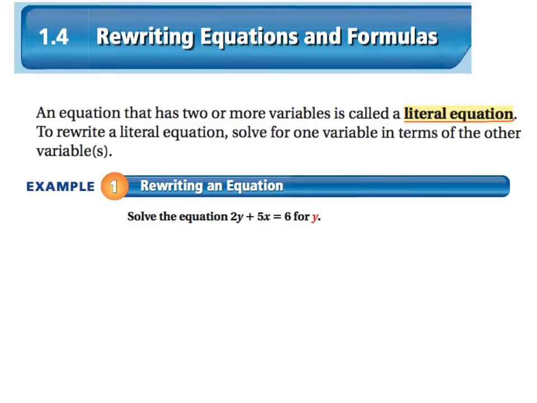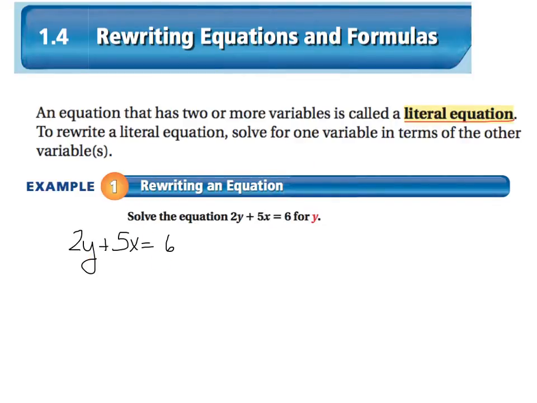So example number 1. Let's rewrite this equation. We have the equation 2y plus 5x equals 6. Now this is a literal equation. Why? Because this equation has a y and an x. So we're going to solve this equation for y. And here's what that means. That means we have to get the y by itself. Everything else goes to the other side.